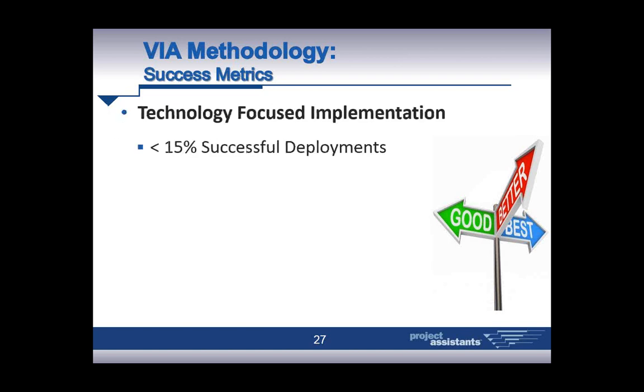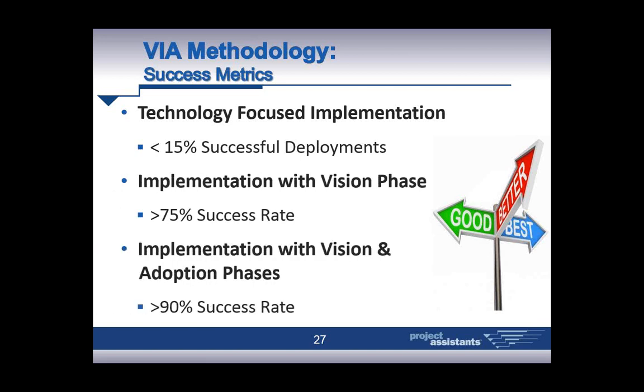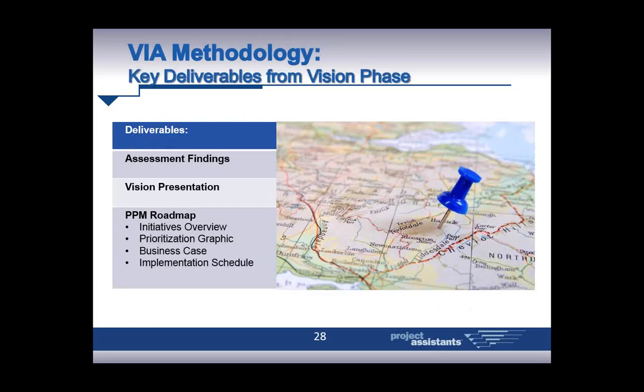So the success metrics that we've seen: with a technology-focused implementation that doesn't do a vision stage, we see less than 15% of these things actually being successful to the definition that we just talked about. In other words, they're in one of those three failure modes. With a vision phase, we see greater than 75% success rate, and with an implementation accompanied by vision and adoption, I won't guarantee it, but we see numbers greater than 90% in terms of success.